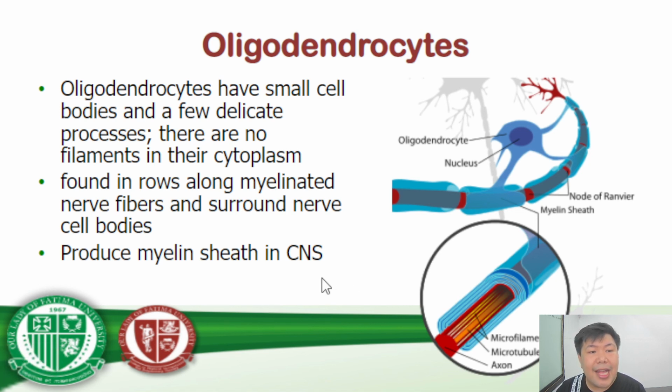Siya yung gumagawa ng myelin sheath kapag nasa central nervous system. Kapag nasa peripheral nervous system, anong tawag sa gumagawa ng myelin sheath? Schwann cells, no? So these oligodendrocytes are very small cells and they have a few processes. May konting galamay lang sila. Okay? At ang ginagawa nila, they create myelin sheath which surrounds the axons of the different neurons. Yan. Kita nyo naman dito, no? This is our axon, tapos napaligiran na siya ng myelin sheath na create ng oligodendrocytes.